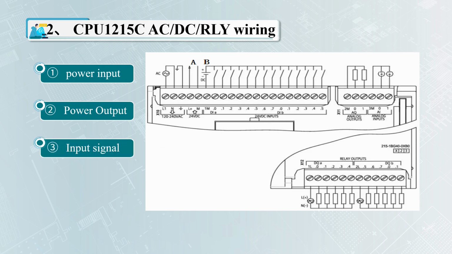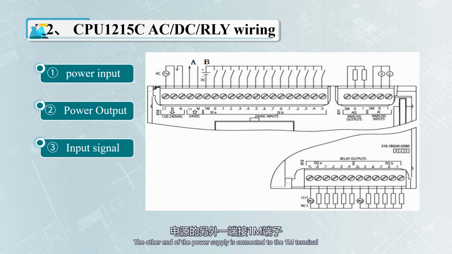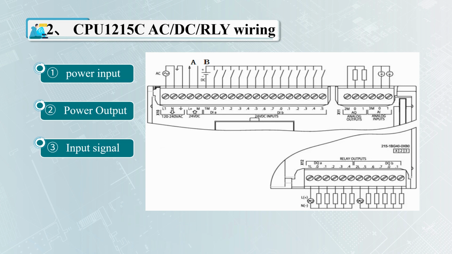Input signal. 1M is the input common terminal, and all input terminal DI points are connected to one end of the corresponding input components such as buttons, travel switches, sensors, etc. The other end needs to be connected in parallel and then connected in series to a DC power supply of DC 24V. The other end of the power supply is connected to the 1M terminal, and the polarity of the connected power source can be changed.